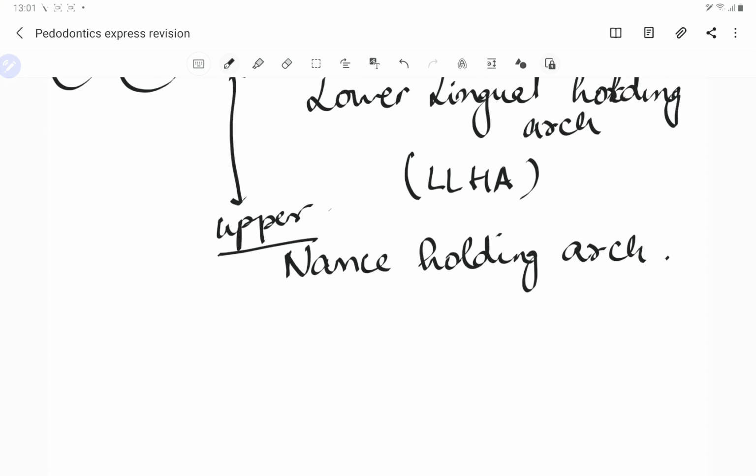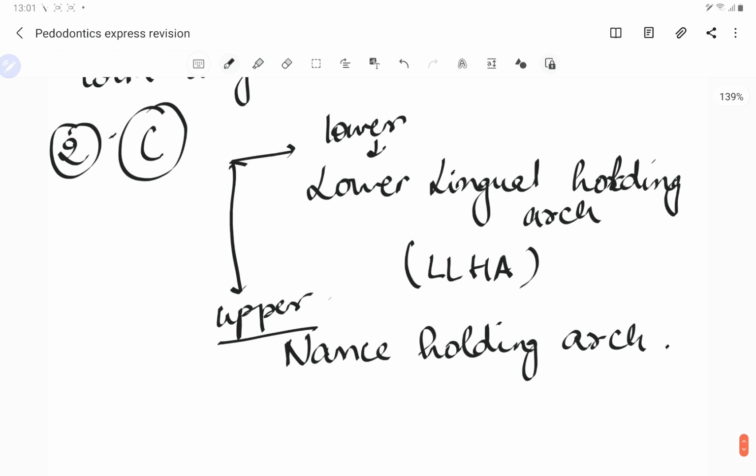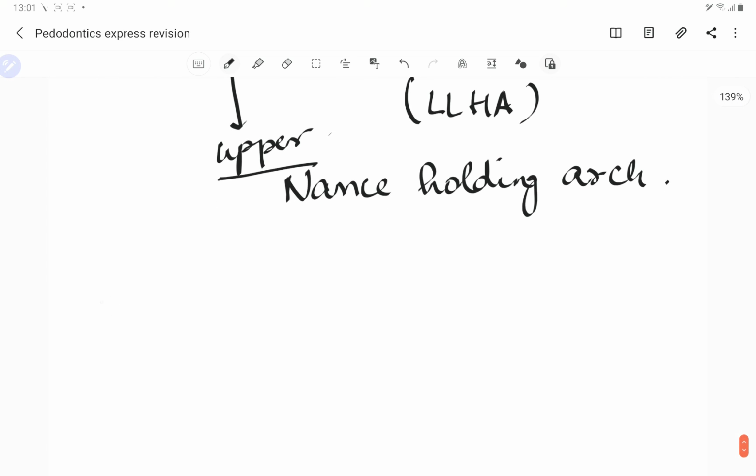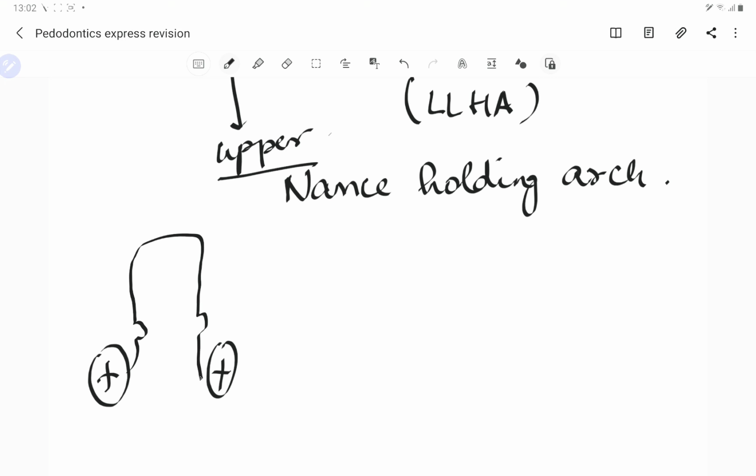But before giving this lower lingual holding arch, wait for the lower permanent incisors to erupt. Otherwise they'll be trapped, because in the lingual arch there is a loop, and we are taking support from the lower anterior teeth. Otherwise the permanent teeth won't be able to erupt properly.